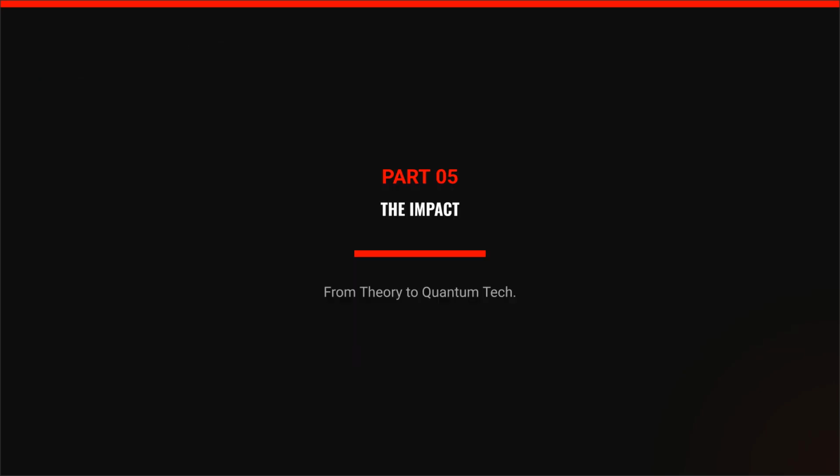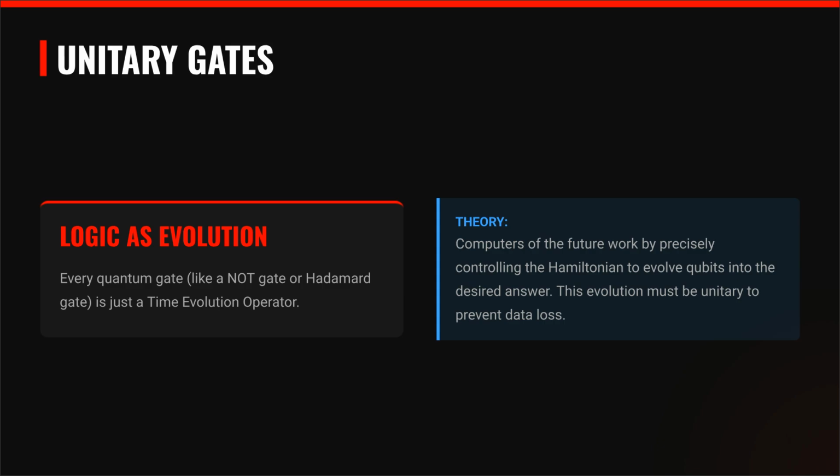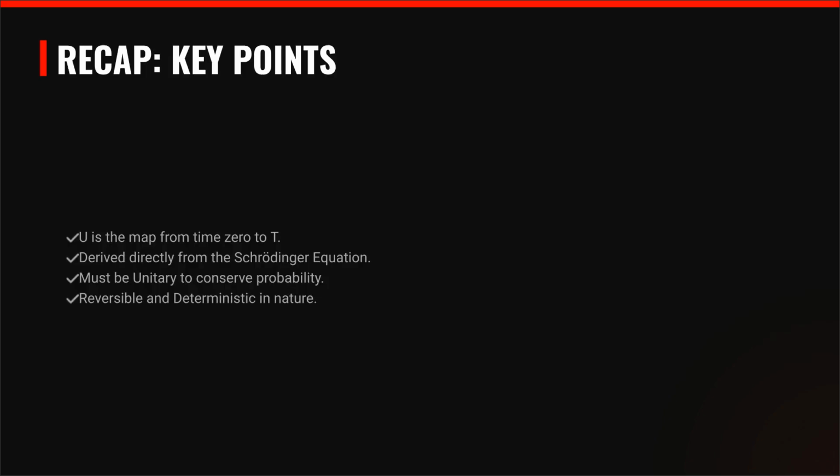We conclude with part 05, the impact, exploring how this theory translates to quantum technology. Quantum gates are unitary gates. Every quantum gate is essentially a time evolution operator. Future computers control the Hamiltonian precisely to evolve qubits into the desired answer without data loss. In recap, U is the map connecting states across time, derived from the Schrödinger equation. It must be unitary to conserve probability and is reversible and deterministic in nature.